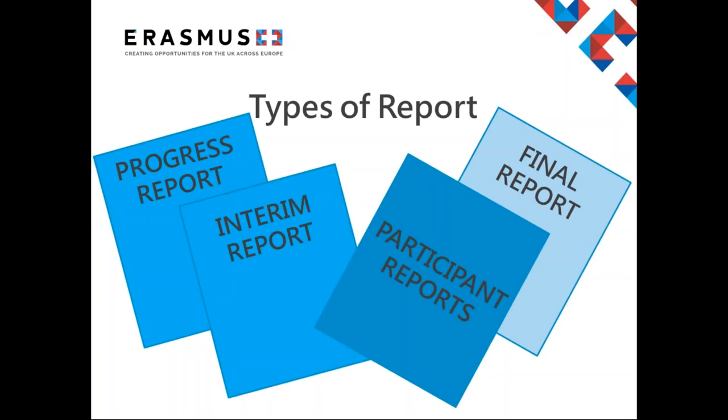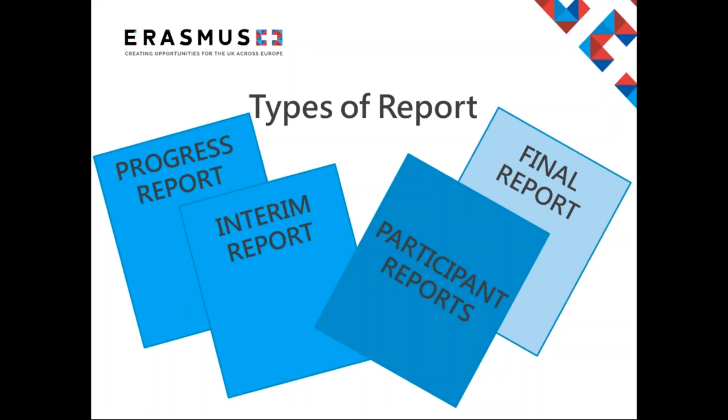Progress reports. These are new to Key Action 1 VET and adult education projects for 2017. Only a few projects will need to complete a progress report. You can find further information about these reports and which of these you are required to complete in your grant agreement. As with interim reports, I'll explain a little bit more about these shortly. And finally, there are also participant reports.